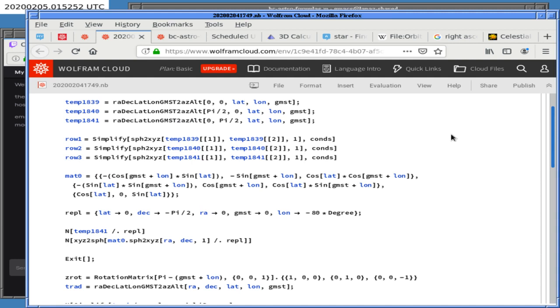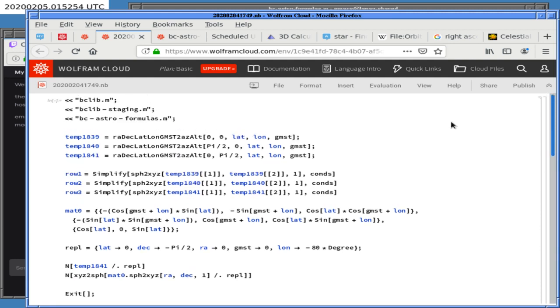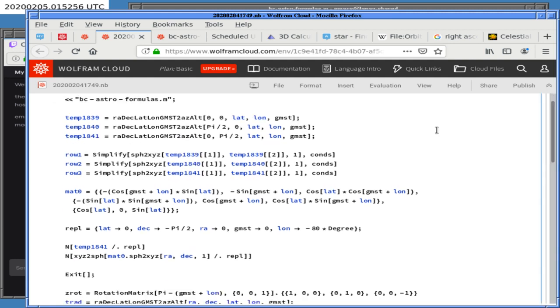Yeah. Oh, hang on, I didn't mean temp 1841. I meant, yeah, we don't have that there, so let's just do this. I mean, in theory, we could just put these parameters in, but then we'd have to change stuff. So this is just going to be RA deck lat lon GMST, given the conditions we have there. All right. Now let's see what happens.